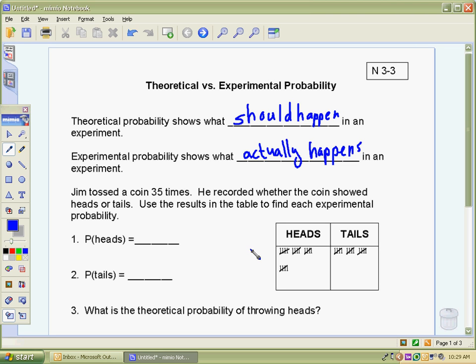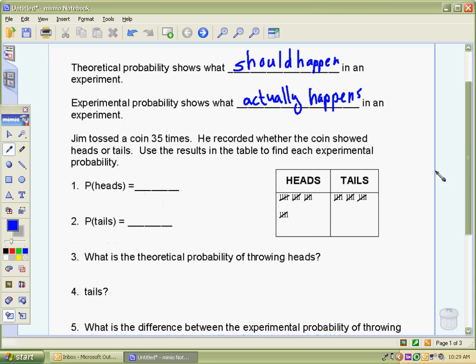Jim tossed a coin 35 times. He recorded whether the coin showed head or tails. Use the results in the table to find each experimental probability. So we're talking about experimental probability, and here are the results of the experiment. He marked down each time he got a head and each time he got a tail. So we're looking for the experimental probability of getting a head.